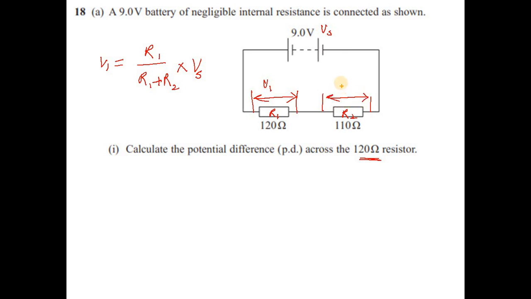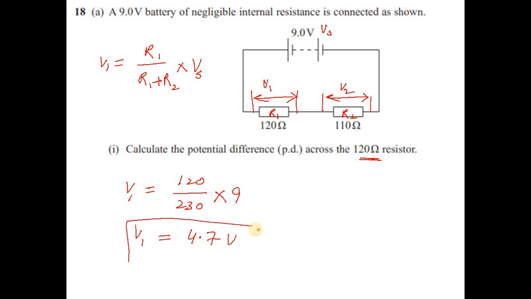Across R2, the voltage is V2. If we need to find V1, V1 would be equal to 120 divided by R1 plus R2, the total resistance, which is 120 plus 110, so 230, into Vs, which is 9. So V1 is equal to 4.7 volt. This is the voltage across the 120 ohm resistor.